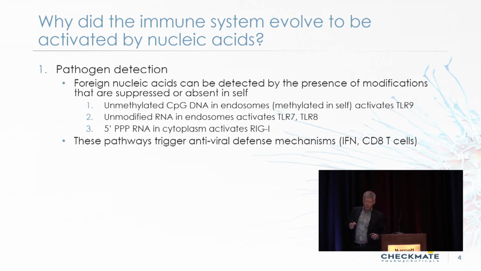So why did the immune system evolve to be activated by nucleic acids to begin with? The first reason may or may not be pathogen detection. That's obviously one important function that these defense pathways serve. And the fact is that certain foreign nucleic acids have modifications that can be detected by these pathways. The CpG we talked about, especially in the past. In our genomes, when C is followed by G, it's usually methylated. In bacteria and viruses, it's not methylated. And TLR9 evolved to detect that.